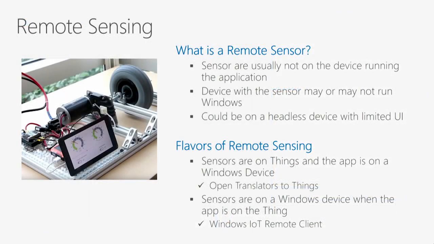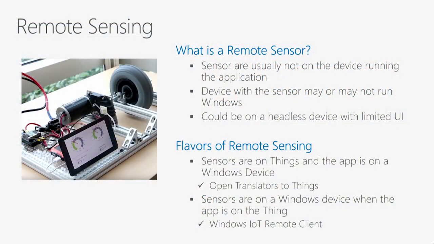So now we are at the third topic, remote sensing. Let's begin with what a remote sensor is. A remote sensor is a sensor that could be anywhere, but it's really not on the device that has your app. This device could be a Windows device, or it could be a device that's not running Windows, or it may not even have an operating system. It could be a headless device without any UI.